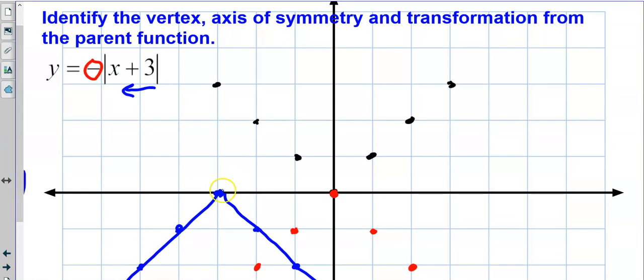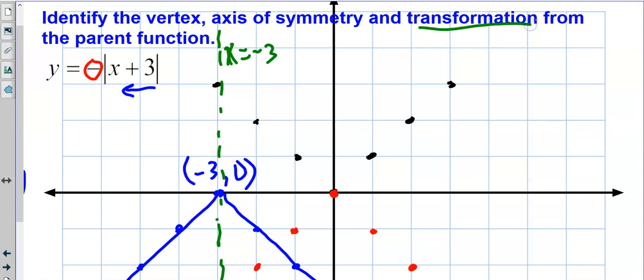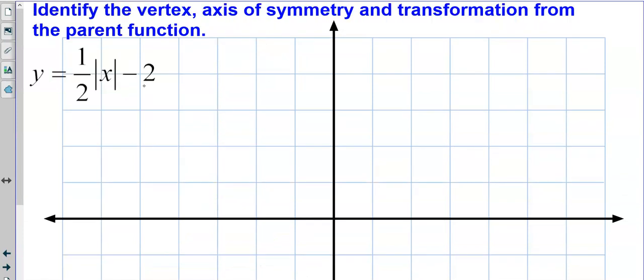It says identify the vertex. The vertex is the point negative 3, 0. The axis of symmetry would be a dotted vertical line that goes through the vertex. That looks to be a vertical line, so x equals negative 3. We talked about that the other day. Describe the transformations. If I had to describe those in words, this one is reflection across the x-axis. And the plus 3, I would say moves it to the left 3 units. So that's what the transformations are, meaning how it changes or transforms the graph.